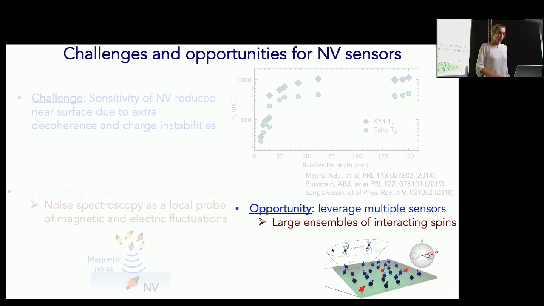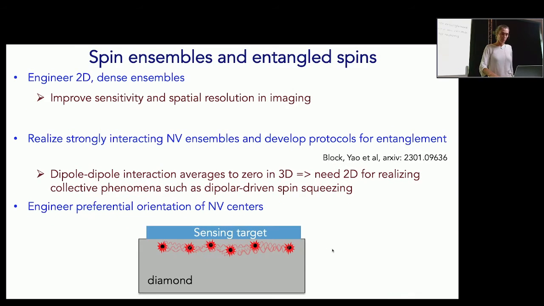And then lastly, in the last 2 or 3 minutes, I want to talk about the possibility of leveraging multiple sensors. So we're motivated to engineer 2D dense ensembles of spins. First of all, if I have a dense ensemble, I can improve my sensitivity classically by the square root of the number of spins. If they're entangled, by n, the number of spins. And also, if they're in 2D, that offers 2 possibilities. One is I can have higher spatial resolution because they're limited to 2D.